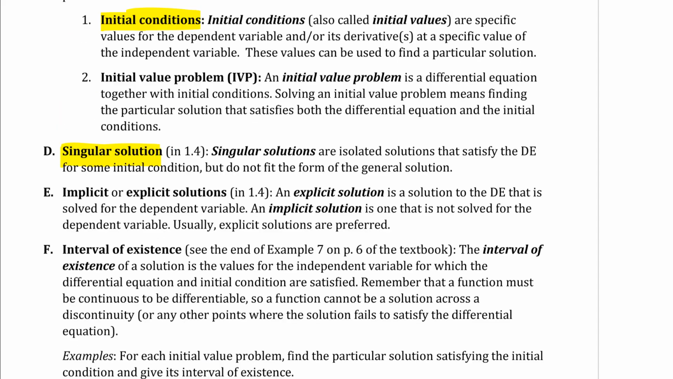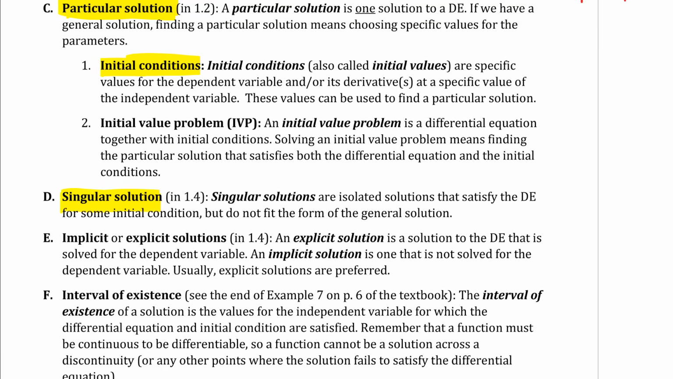All right, so singular solution, we'll look at an example. Actually, one of these later examples has one. Our textbook doesn't talk about it until 1.4. Singular solutions are sort of like separate isolated solutions. They do satisfy the differential equation, but they don't fit the form of the general solution. So they're kind of interesting, strange solutions and something to be careful about. We'll see that as we keep going, and we'll see it more in 1.4.